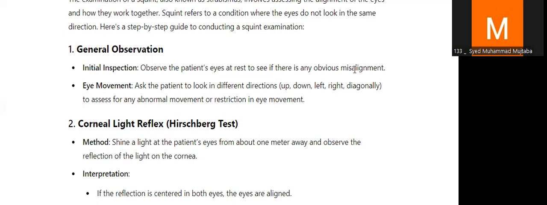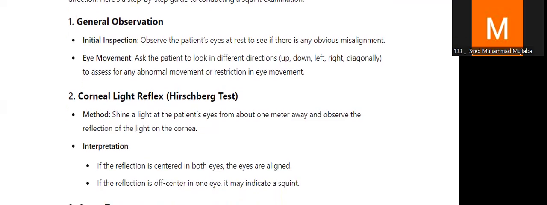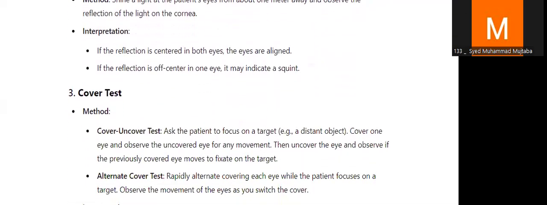Once we get started, we will first do the Hirschberg test, which means that we will shine a torch on the nose, and simultaneously there will be a pupil reflex. Now we need to see that the pupil reflex is at the exact center of the pupil. If it is towards the nose, it means it's esotropia, and if it's towards the temporal side, it means it's exotropia.